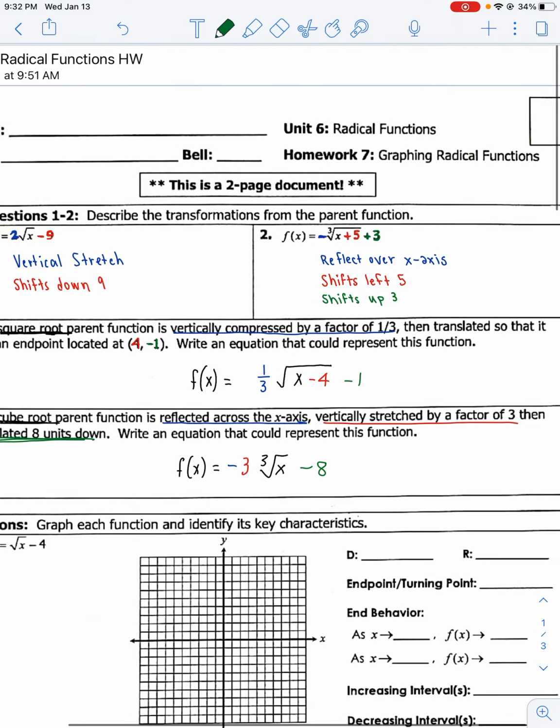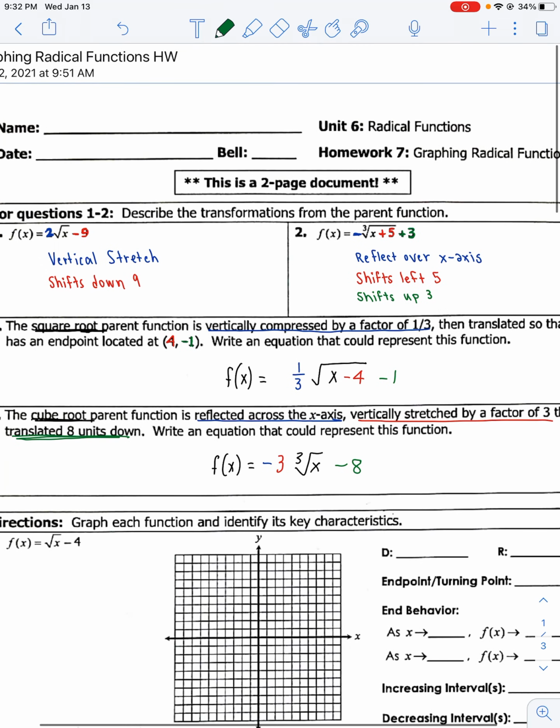Then it says it's translated so that the endpoint is at (4, -1). So hopefully you remember that means that 4, -1 is our H, our horizontal shift, and our K, our vertical shift. So that's a positive 4, so we know that inside, it's going to be the opposite, so we put -4. And then on the outside, it is what it is, so that -1 is how you write it.